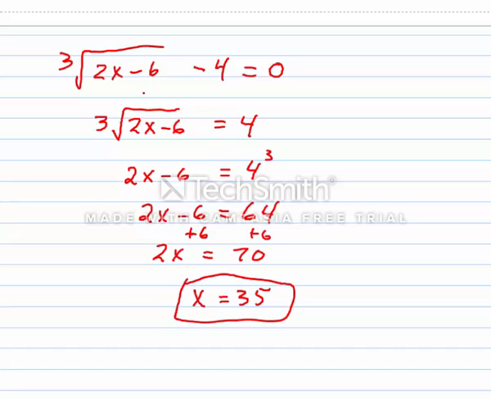Okay, does that work? Well, 2 times 35 is 70. Minus 6 is 64. The cube root of that is 4. 4 minus 4 is 0. So it works.